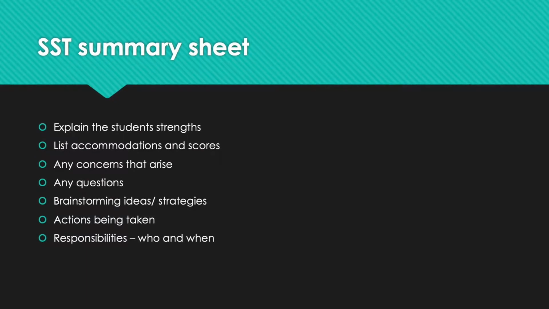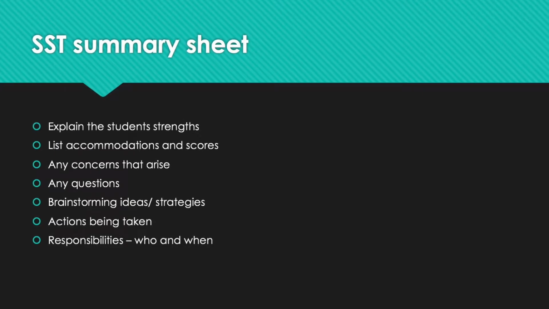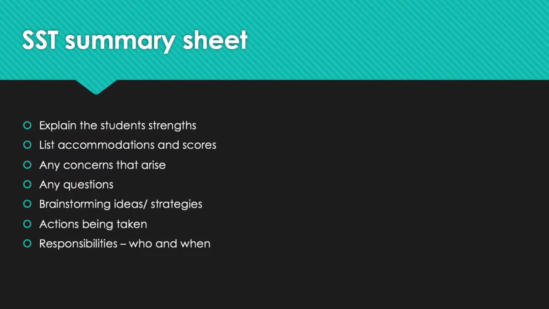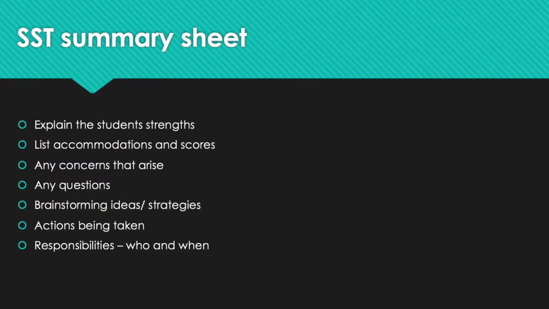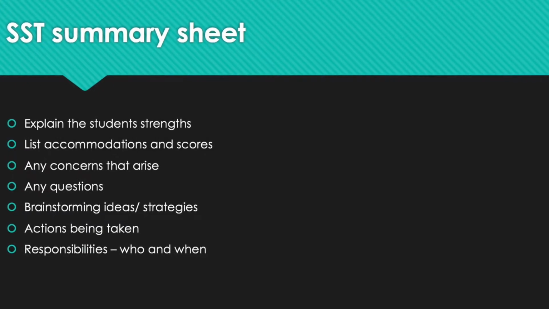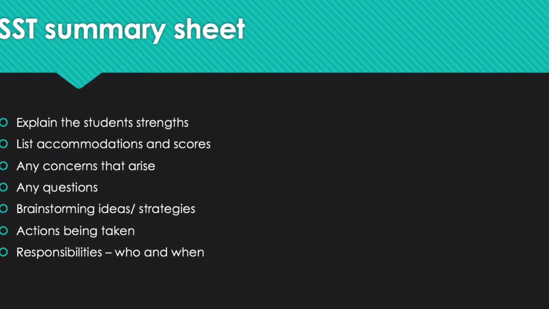The student study team summary sheet explains the student's strengths, lists accommodations and scores, lists any concerns that may arise, asks questions, brainstorms ideas or strategies, and lists actions that need to be taken, and responsibilities: who and when they need to be taken.